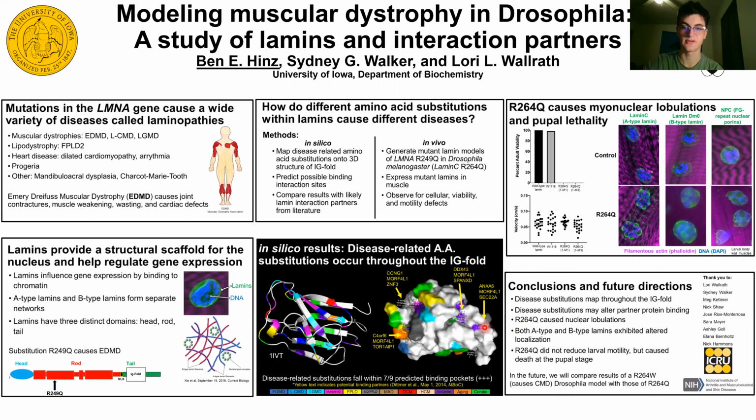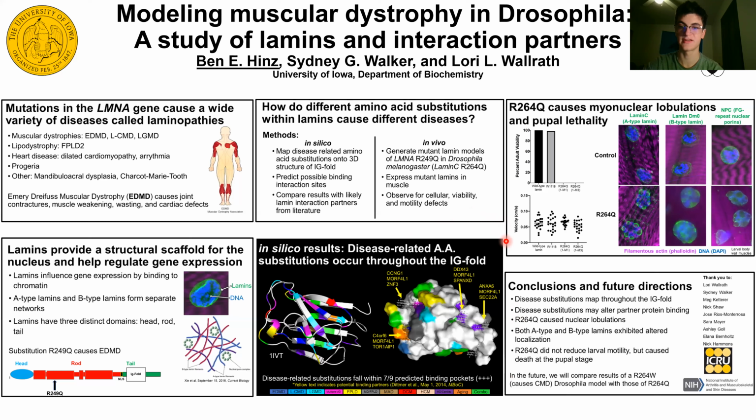This structure also includes predicted binding pockets, which are indicated by these clusters of white dashes. 7 out of 9 of these predicted binding pockets overlap with disease-related amino acid residues, leading us to hypothesize that these amino acid substitutions may be disrupting binding with partner proteins and contributing to the disease phenotype.